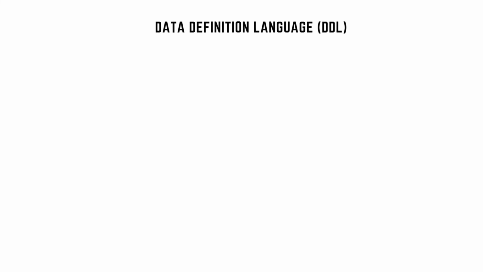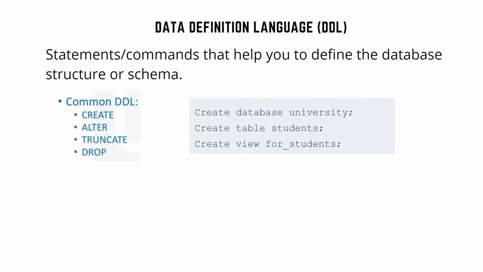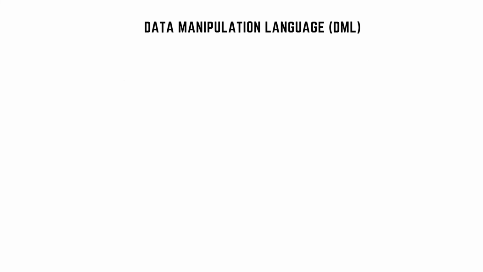Moving ahead, we have data definition language. Definition, as we know, means we are defining something. So all the statements which are used to define a database, such as the name of a table or maybe the number of rows and number of columns, all the statements which are used to define a database structure are included in this sublanguage category. The common statements are CREATE, ALTER, TRUNCATE and DROP. For example, we use CREATE DATABASE, CREATE TABLE, CREATE VIEW.